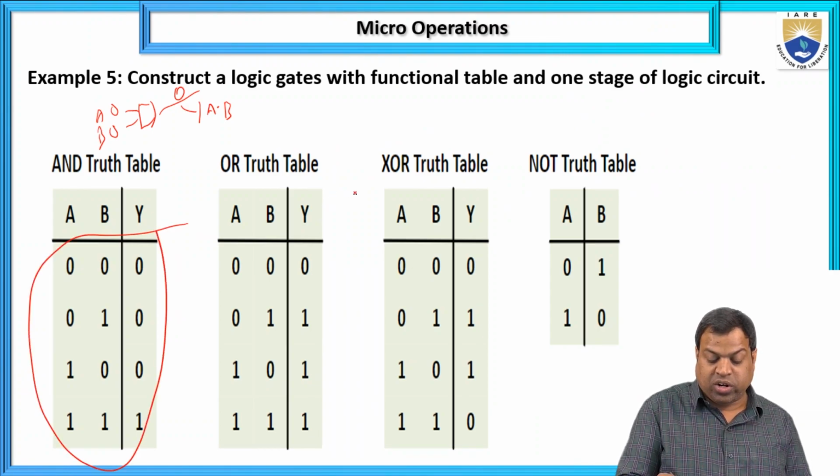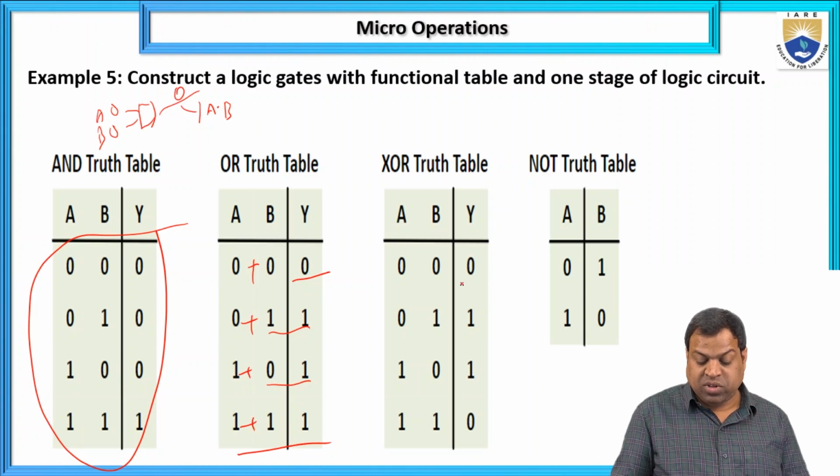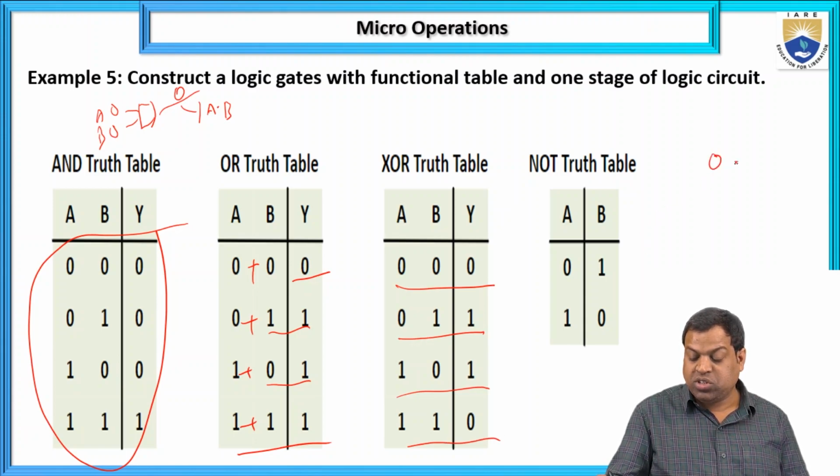OR gate, that means plus. So 0 plus 0 is 0, 0 plus 1 is 1, 1 plus 0 is 1, 1 plus 1 is 1. XOR means we are taking 0 plus 0 is 0, 0 plus 1 is 1, 1 plus 0 is 1, 1 plus 1 is 0. NOT gate means if I am giving 0, it will come 1, and 1 gives 0.